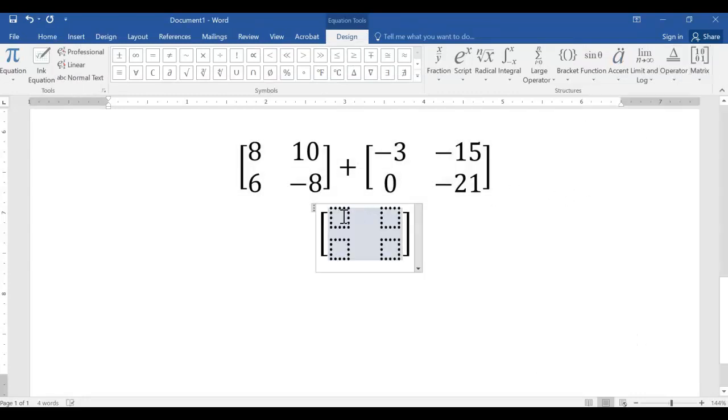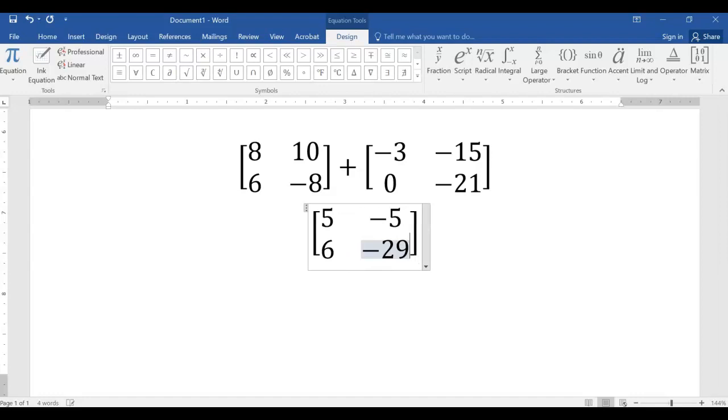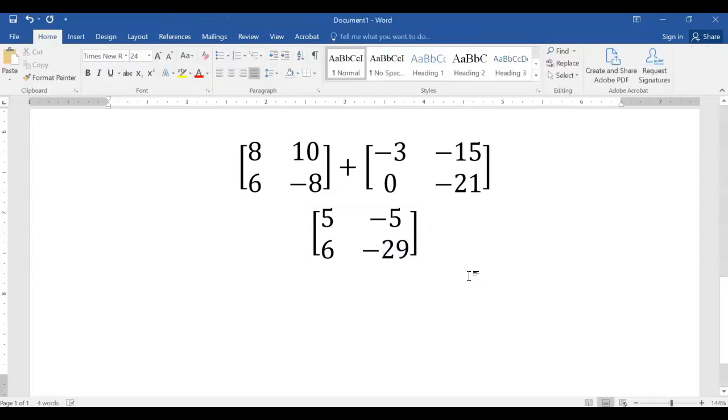Scalar multiply each term, then entry-wise add. When I entry-wise add, we should end up with 5, negative 5, 6, and negative 29 as the entries of my final 2x2 matrix. All right. So that's the idea of calculating all that by hand.